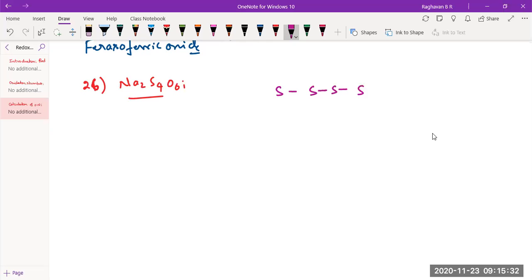4 sulfur continuously attached to one another. Double bond O, double bond O. 4 oxygen. And each sulfur is attached to 2 oxygen by double bonds, 1 oxygen by single bond. And this singly bonded oxygen having negative charge will be attached to Na plus.